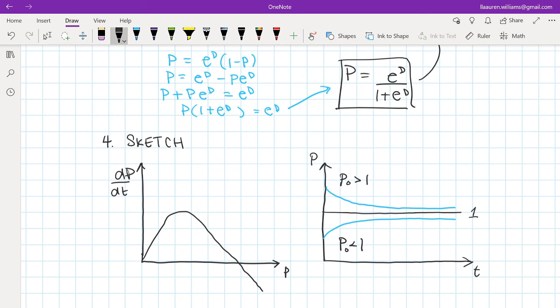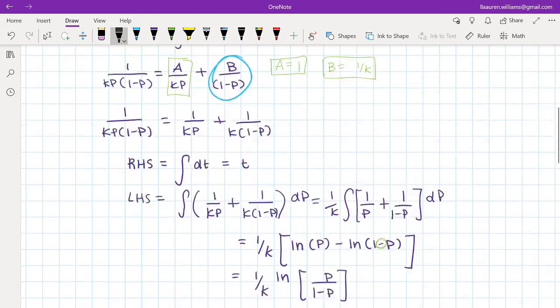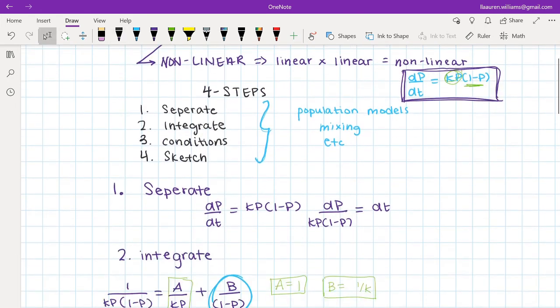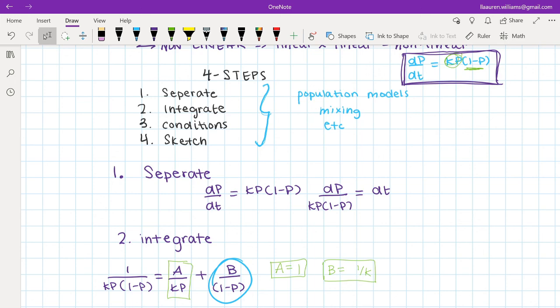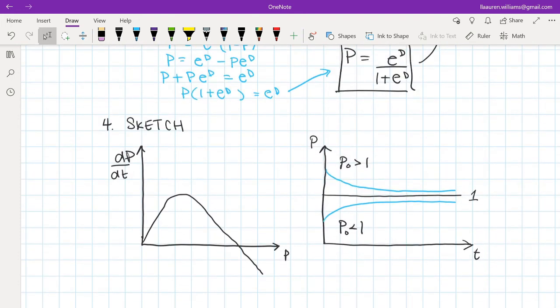Now, the other graph is P versus T, and since there's a 1 in the original equation up here, that is what P approaches. However, this depends on the value of P naught to begin with. So what is the population at the start of the model when T is equal to 0? And that depends on if it approaches from below or from above.